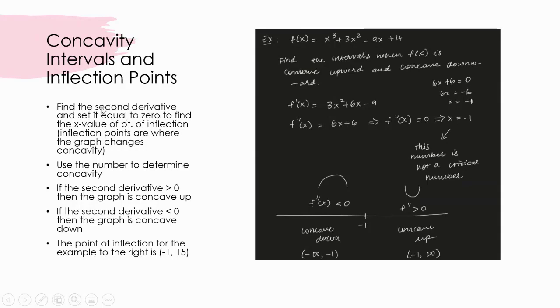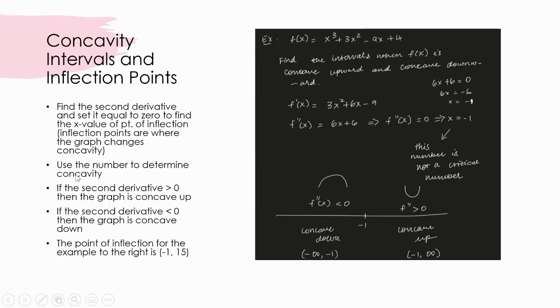Here, when you have to find the second derivative, you'll first have to find the first derivative, then you'll find the second derivative, and then you'll set it equal to 0. And then you need to find the x value of the point of inflection. When you set it equal to 0, the value that you get is not a critical point or a cut point. It is just the value for your point of inflection. And your point of inflection is where your graph changes concavity.